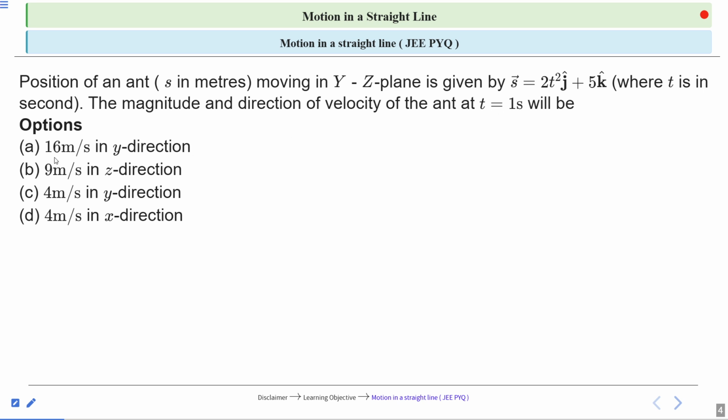Given options: option A is 16 meter per second in y direction, option B 9 meter per second in z direction, option C 4 meter per second in y direction and option D 4 meter per second in z direction. So which one is correct? Think about it and solve this question.